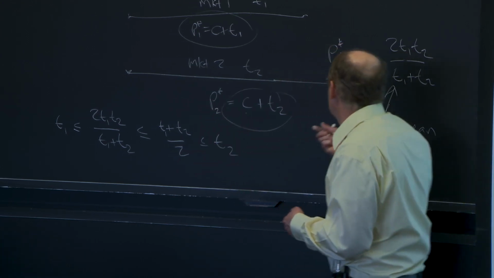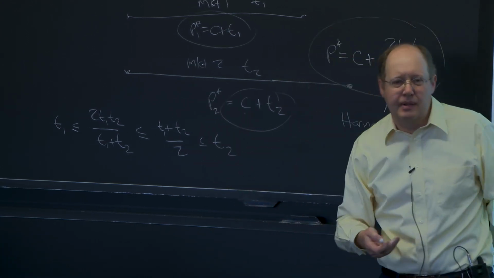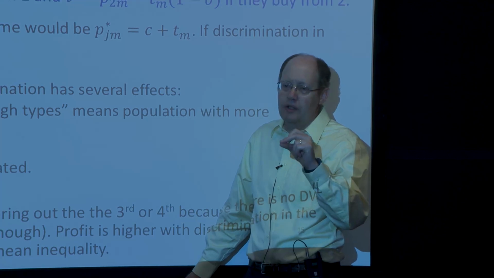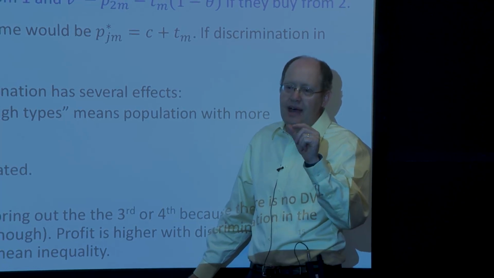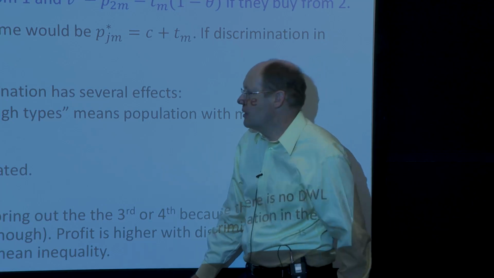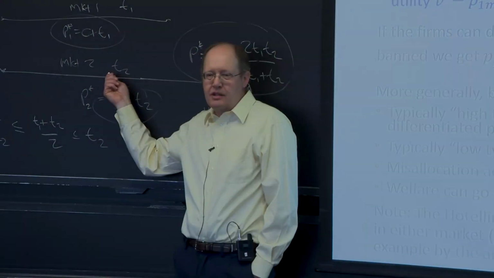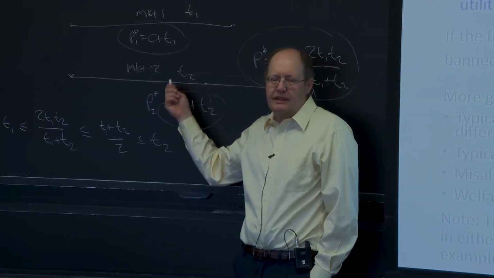But just the way the math works, this is the price that you end up charging if you ban price discrimination. So what does banning price discrimination do? Typically it makes the high types better off. Typically it makes the low types worse off. It does eliminate a misallocation across markets. In many models, if you have a high price in one market and a low price in another market, there are people in the high market who would like the good who aren't getting it, and there are people in the low market who don't like the good as much who are getting it. That's a misallocation like there is in price discrimination models. So banning price discrimination eliminates that inefficiency. That inefficiency isn't present in Hotelling because in Hotelling everybody buys, at least if V is big enough.